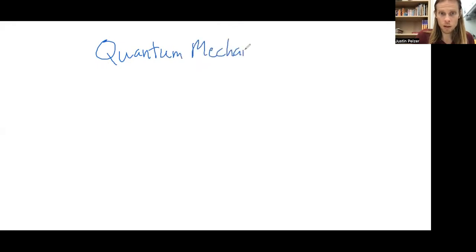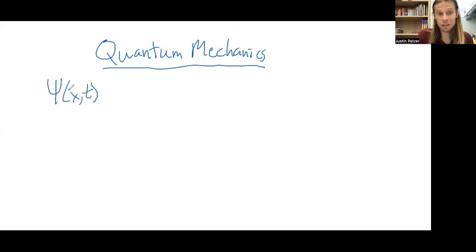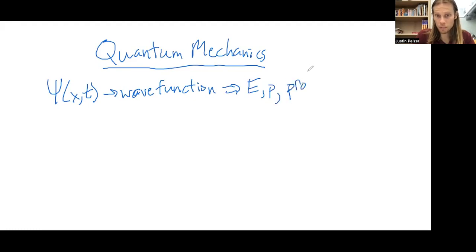So the first step is the wave function is psi as a function of x and t. We'll just do one dimensional right now. And the wave function, in a way, has no physical meaning on its own. It's a way to get information. From it, you can get things like energy, momentum, and probability.